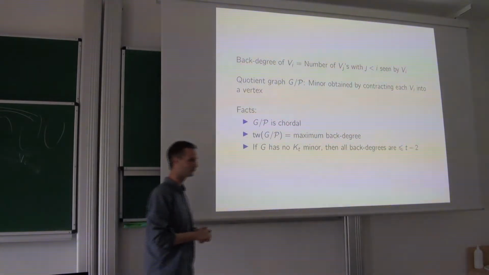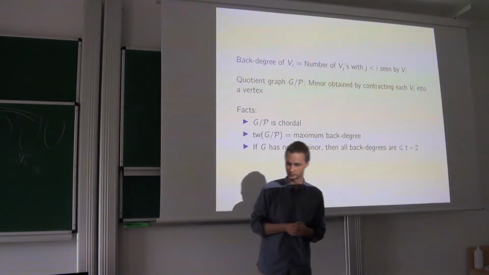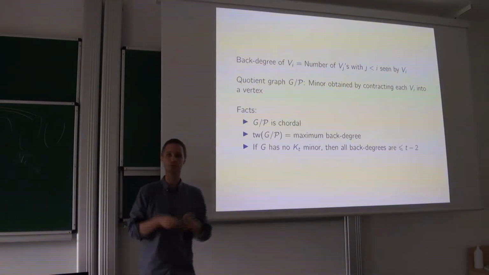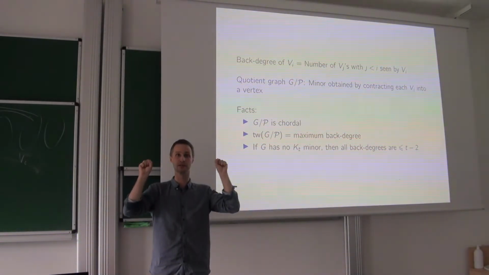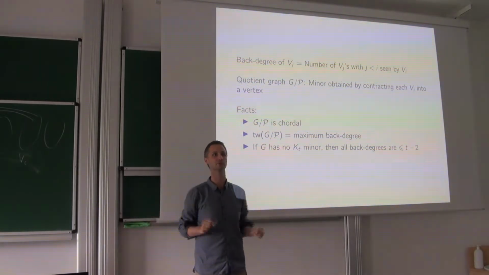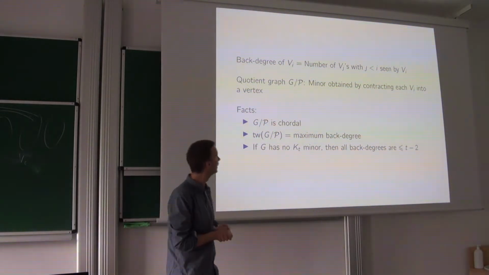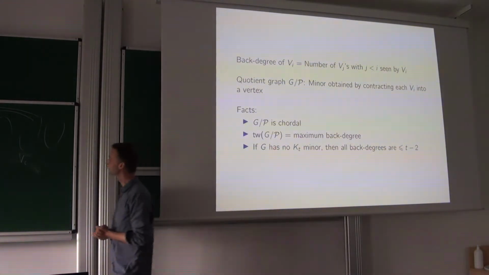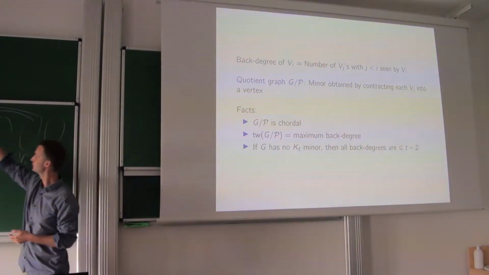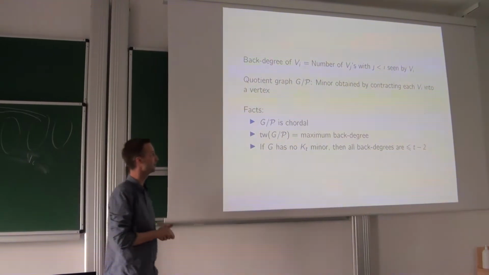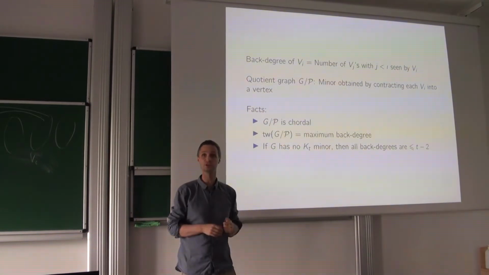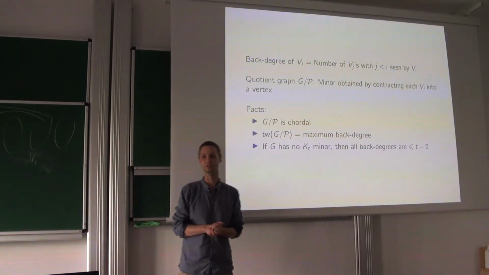Okay, so a couple more definitions, and then I will tell you why I want to talk about chordal partitions in this context. So I already talked about the minor you get when you contract the VIs into vertices. I'm going to call that the quotient graph. So G slash P is what you get when you contract the VIs into vertices. Now, it will be important to look at the so-called back degree of some set VI. And that's simply the number of VJs that it sees on the left. Right? So that's the back degree of VI. And as we already mentioned, this quotient graph is a chordal graph. That's where the name chordal partition comes from.